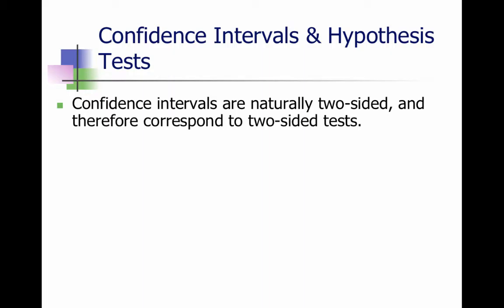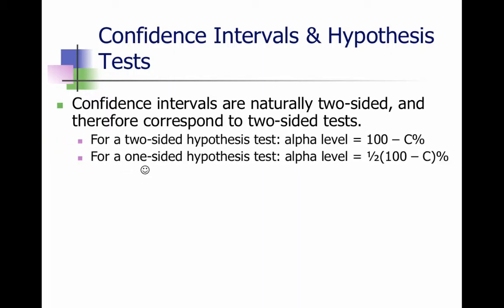We can always determine what alpha level to use based off of a confidence interval. For a two-sided test, your alpha level is just 100% minus your confidence level. So if you had a 95% confidence interval and you knew that you were doing a two-sided test, you would just take 100 minus 95, and your alpha level is 5%.